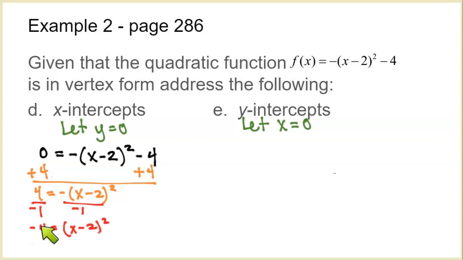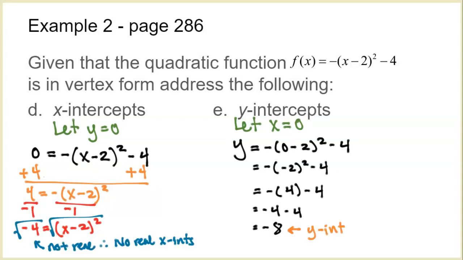And well, that gives me negative 4 equals (x minus 2) squared, and the only way to get rid of this squared is to take the square root of both sides. Well, kind of like a red flag here, since I don't have the square root of a negative 4, it's not a real number, that means my x-intercepts are imaginary. And I don't really need to find it unless it asks me to in the homework, which I don't believe it does. If it does, then I'll just help you with that.